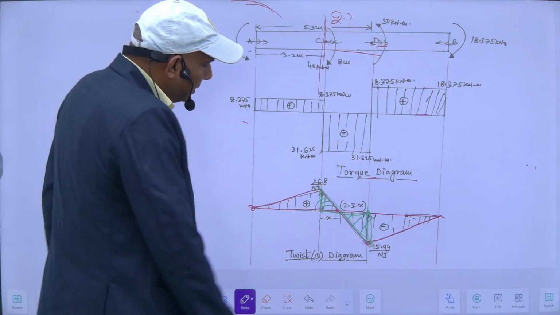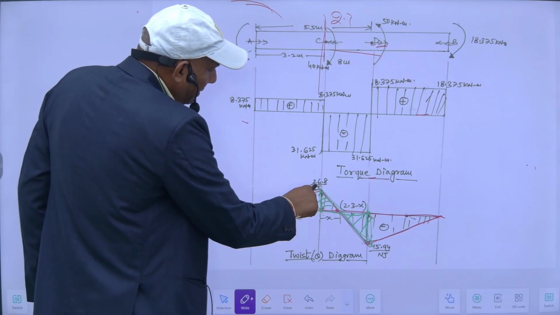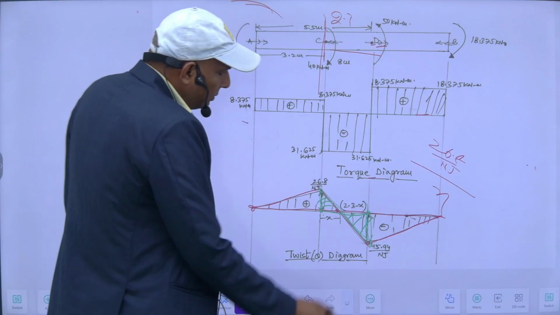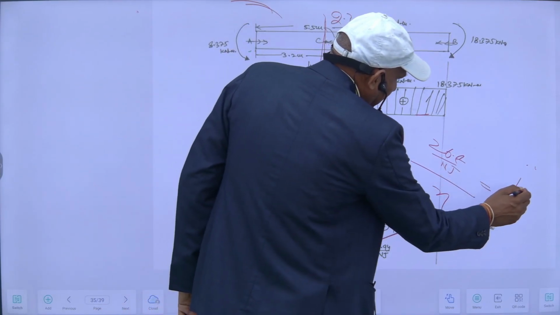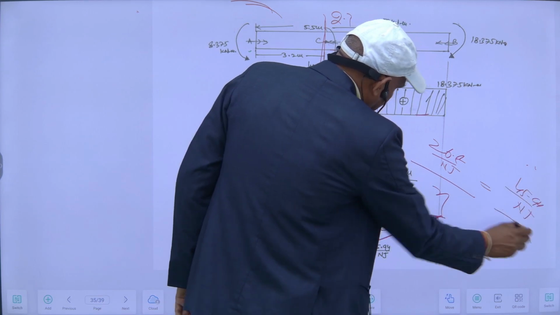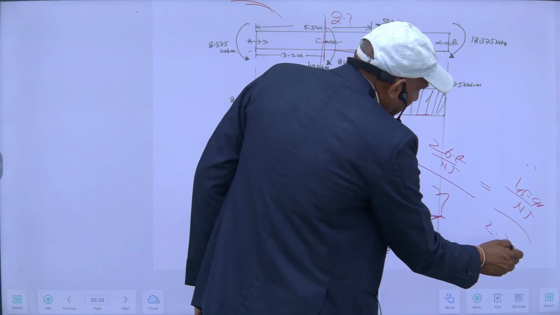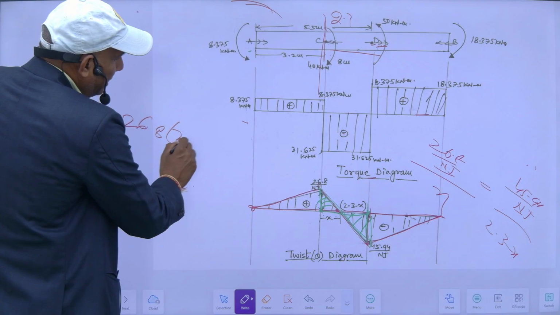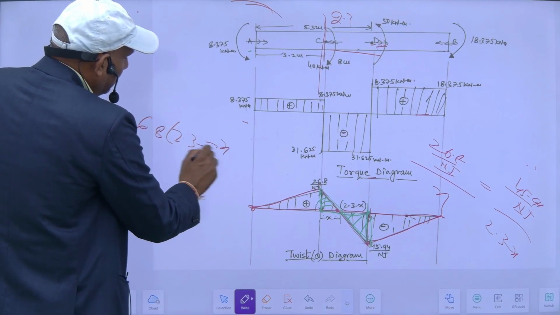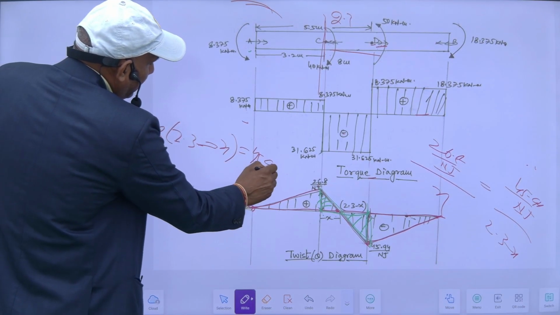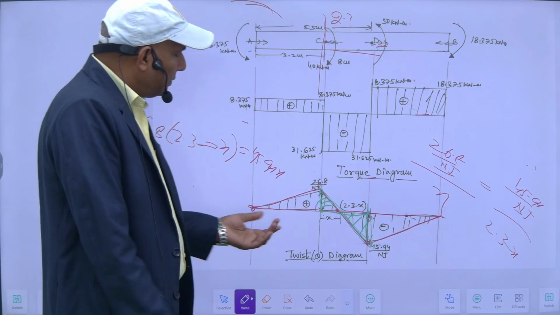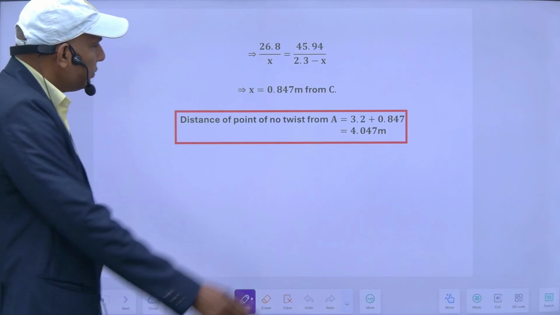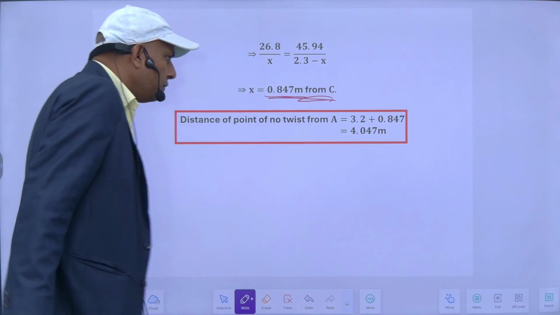These are similar triangles. Suppose this position is x, so it will be 26.8 over NJ upon x is equal to this side, 45.94 over NJ upon 2.3 minus x. NJ and NJ will cancel each other. So 26.8 into (2.3 minus x) will be equal to 45.94 into x. With this you can find the value of x. The value of x will be equal to 0.847 meter from C.